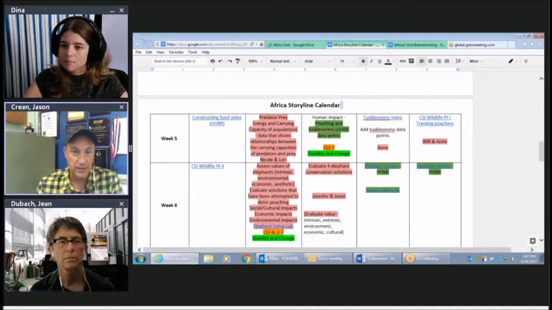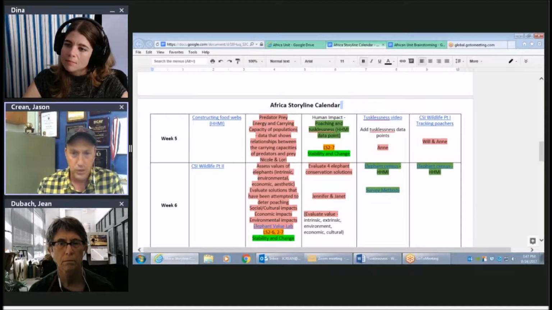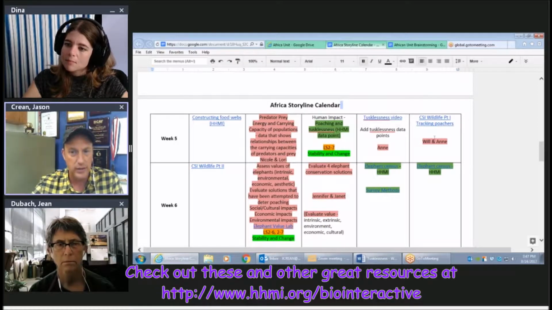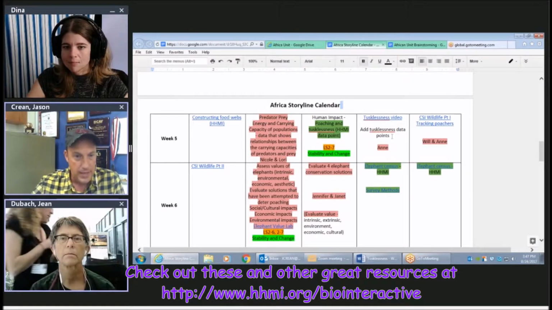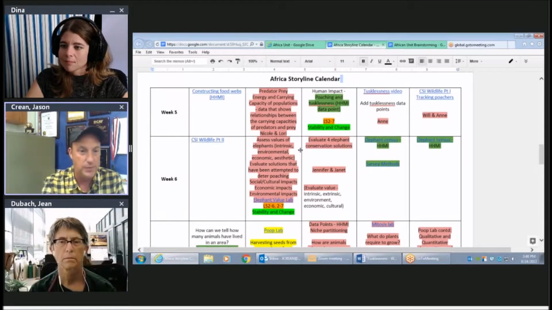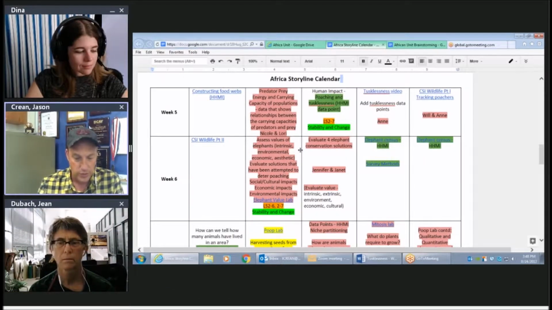And then we use the phenomenon of tusklessness and how humans have impacted the allele frequencies in these elephant populations, and why tusklessness has gone up because of the selective pressure of human poaching. So we do those things. HHMI also has something called CSI Wildlife, where students will use simulated gel electrophoresis to determine where poached ivory came from.